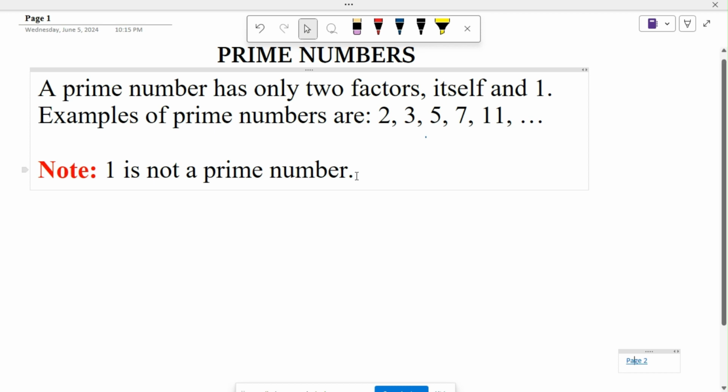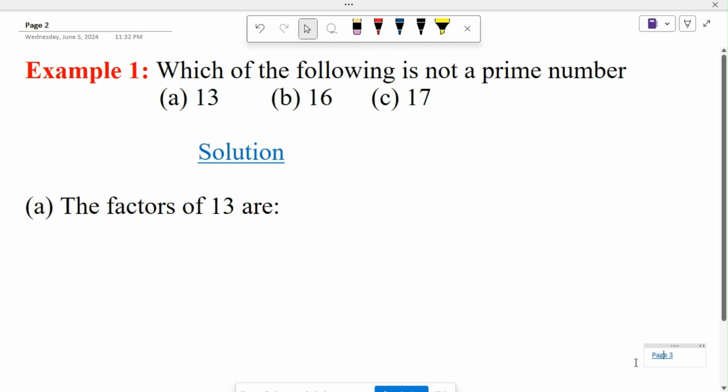And I want you to also note that 1 is not a prime number. I will leave you to find out the reason why 1 is not a prime number, so I want you to find out by yourself. And we are going to demonstrate what a prime number is using some examples, and that example is the question that you saw earlier on. So let's go straight to that one.